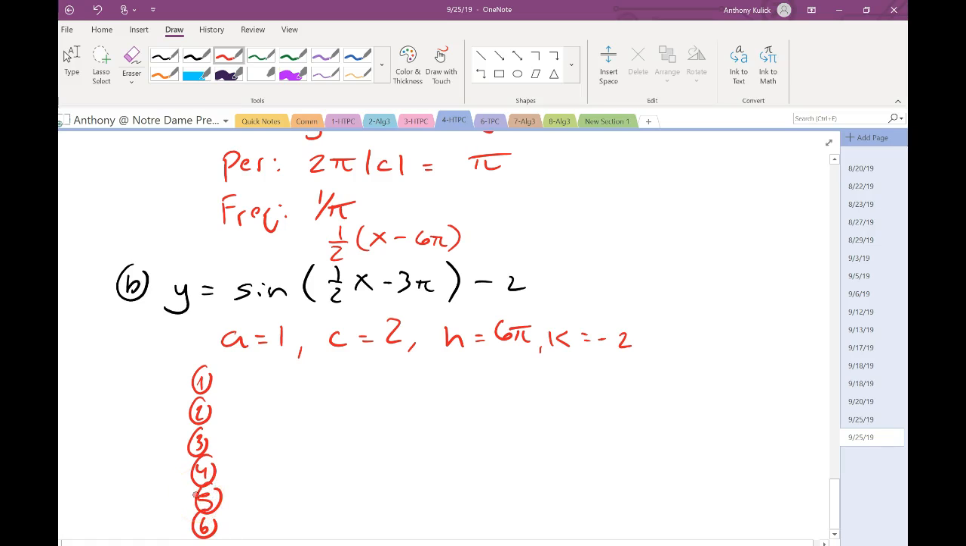So 1, 2, 3, 4, 5, 6. C is positive, so I have no reflection. Because the absolute value of C is greater than 1, I have a horizontal stretch. Since A is positive, there's no reflection. And since the magnitude of A is 1, there's no vertical stretch or shrink. Since the H is positive, it's right. And then 6 pi. Because K is negative, it's down. Not left, you doofus. Down 2 units. Everybody okay with that?